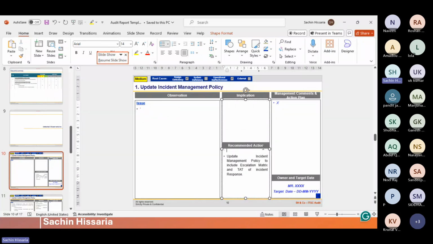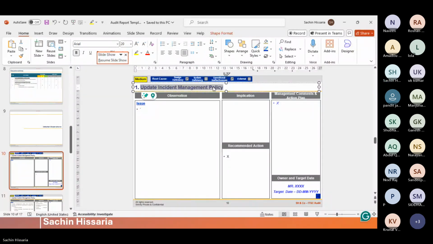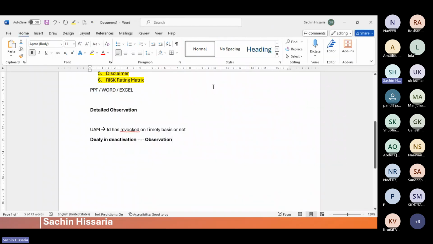Now guys, first we need to write the observation heading. Observation heading can be written in various manners. Whenever you are writing, there are two ways of writing it. One, you can write the observation heading in a positive manner. Second, you can write it in a negative manner.